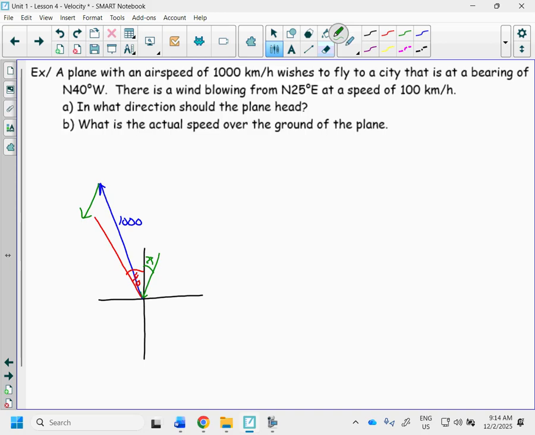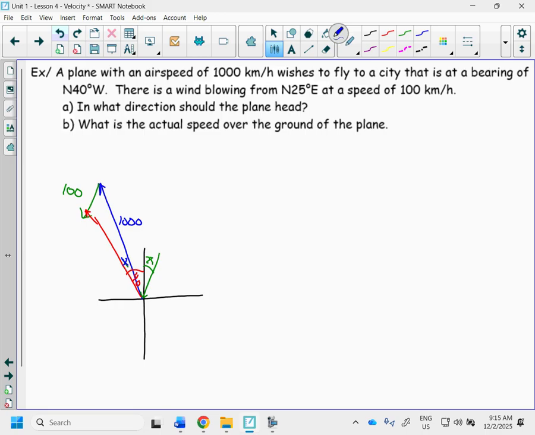That's my wind. This is my plane. It wants to end up here. That's where my city is. And the speed, oh, we got speed of 100 kilometers an hour, the wind. Okay, what direction should the plane head? So I need to figure out that angle right there. So it's going to be north somewhere less than 40, right? 40 minus whatever that x is. So how can I do that?